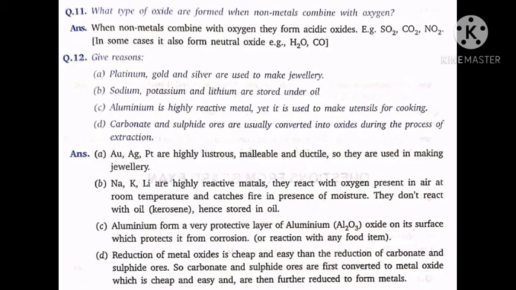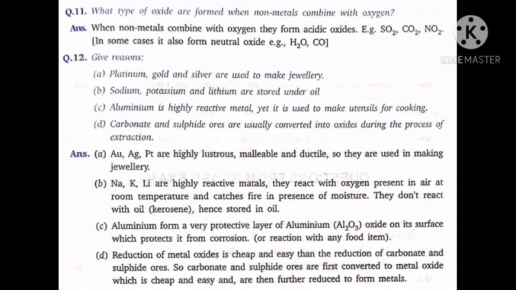Question number 12. Give reasons. A. Platinum, gold and silver are used to make jewelry. B. Sodium, potassium and lithium are stored under oil. C. Aluminium is a highly reactive metal, yet it is used to make utensils for cooking. Answer. A. Au, Ag, Pt are highly lustrous, malleable and ductile. So, they are used in making jewelry.